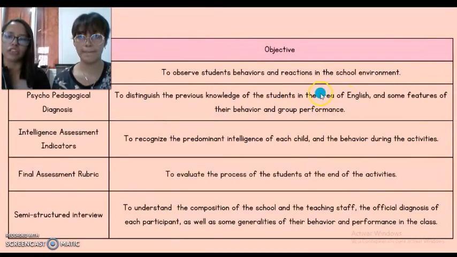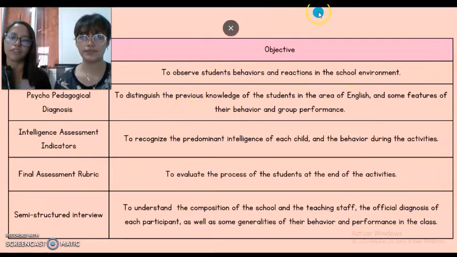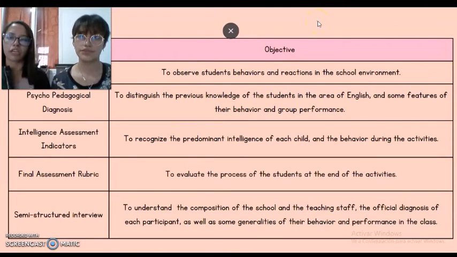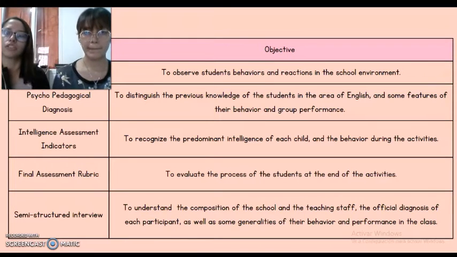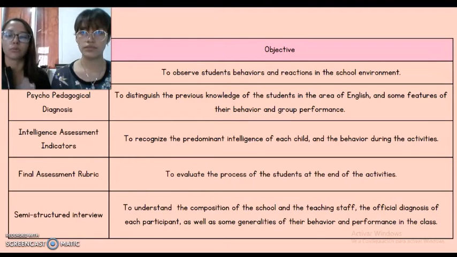So here we have a chart where you can see the five instruments that we used in our research proposal. The first one is the journals. At the right part, you can see the objectives. The main aim of the journals was to observe and guide the different students' behaviors in order to be aware of the reactions that they have in the school environment with their peers.